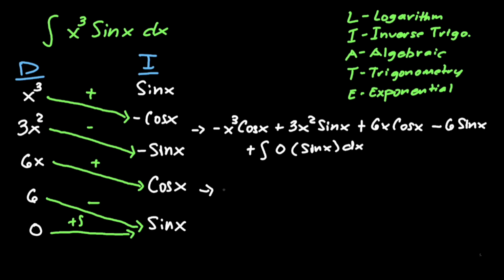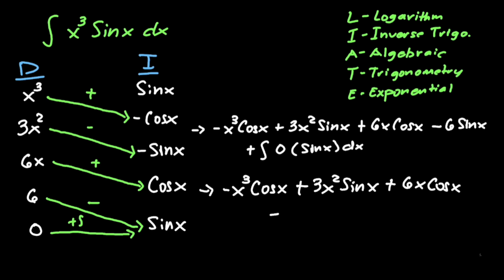So the final answer would be negative x cubed cosine of x plus 3x squared multiplied by sine of x plus 6x cosine of x minus 6 sine of x. This will all be 0, so just add plus c, which is the constant of integration.